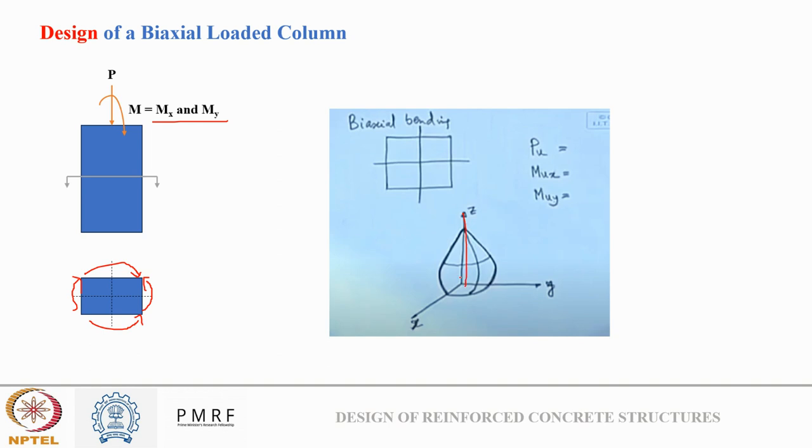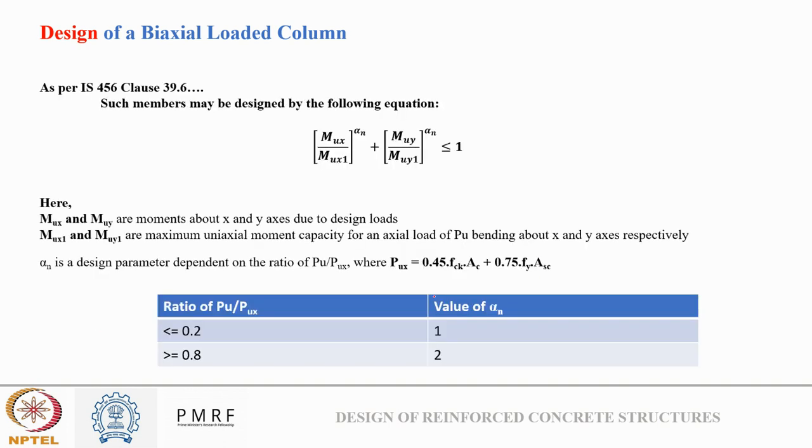So suppose this is my load axis. This is due to only bending along x, and this is due to bending along y. And if both are coming, this will be my resultant interaction diagram. So you can see it is now a 3D diagram. So how to consider all three, how to design for this. So what the code says, as per clause 39.6, such a member may be designed by using the following equation: Mux upon Mux1 to the power alpha n plus Muy upon Muy1 to the power alpha n should be less than or equal to 1. Now what are these Mu and Mux1 and everything?